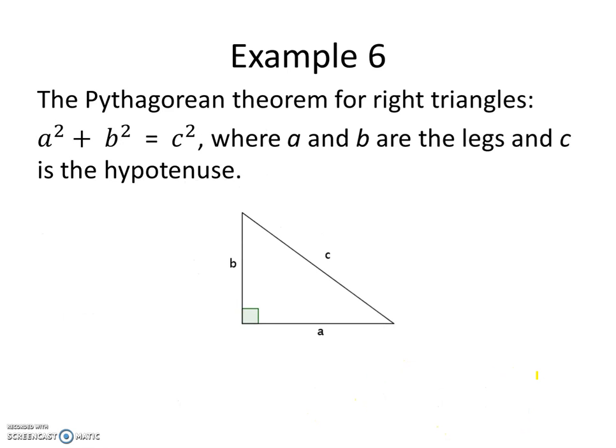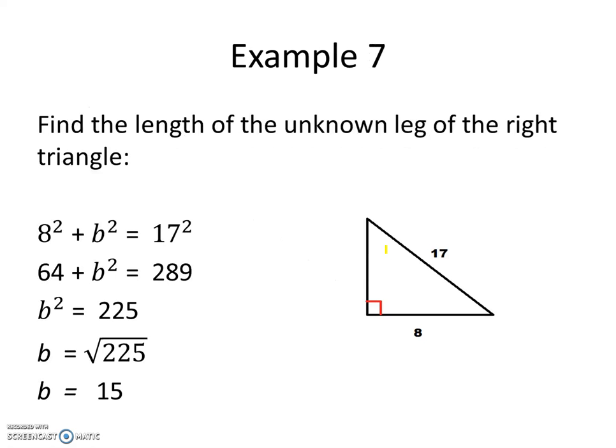Example 6, we're looking at the Pythagorean theorem for right triangles, and it simply states that a squared plus b squared equals c squared, where a and b are the legs of the right triangle, and c is the hypotenuse. So applying that then, we have example 7, find the length of the unknown leg of the triangle. So here's one of the legs, and here's the hypotenuse, but we're trying to find this leg.